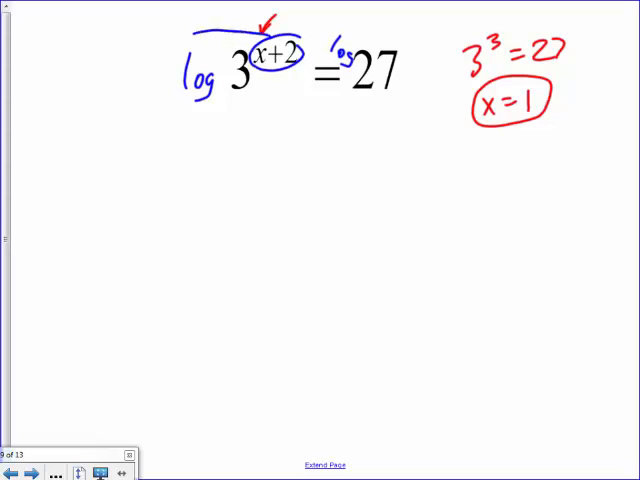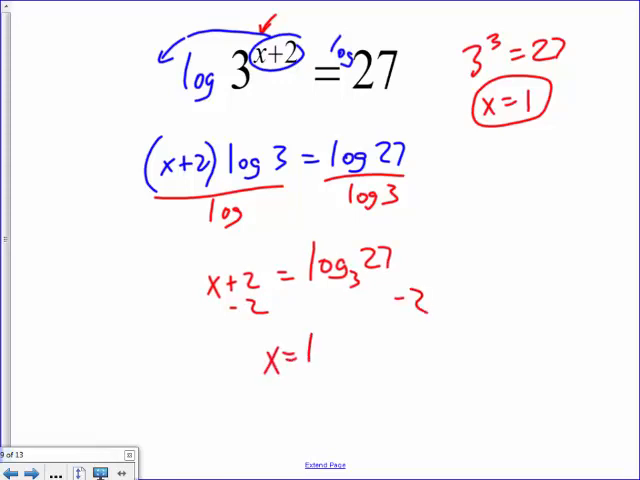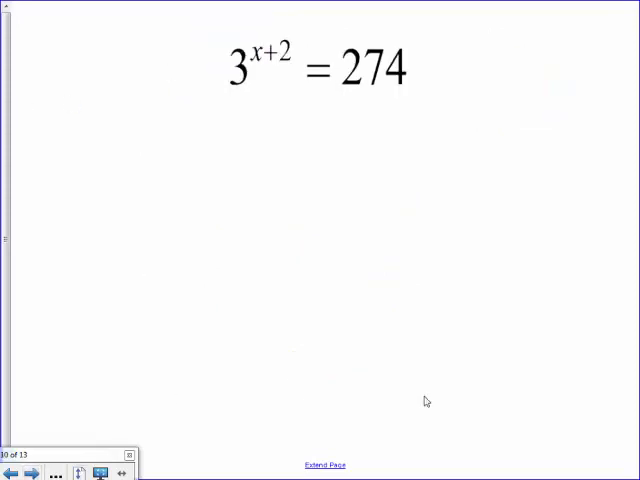So then that would allow me to bring this out front. So I'd have x plus 2 times the log of 3 equals the log of 27. And I put it in parentheses because that whole thing is being multiplied, right? And then to get the log to the other side, I divide by log of 3. And I'd have x plus 2 equals either log of 27 divided by the log of 3 or the log of 27 base 3. And then in the end, we would subtract our 2 over. So we'd have x equals the log of 27 base 3 minus 2. And so there's where I would bust out my calculator and solve for that. But we already know the answer, so let's go to the next one. Let's do one where we wouldn't know it.